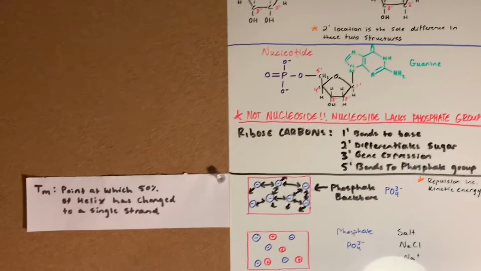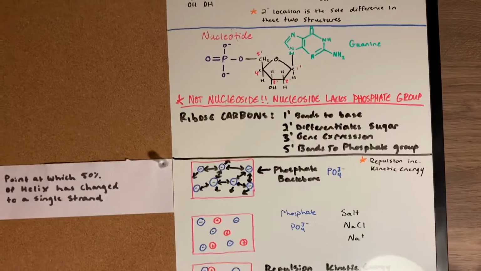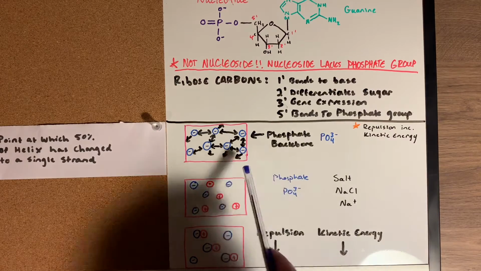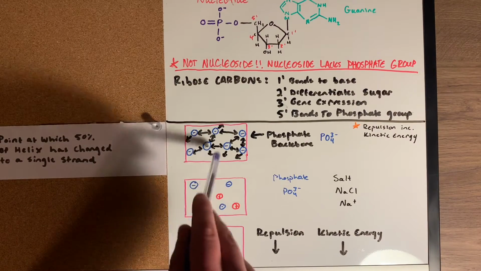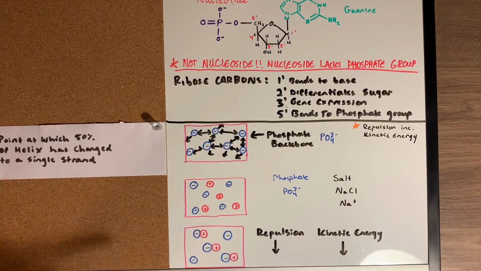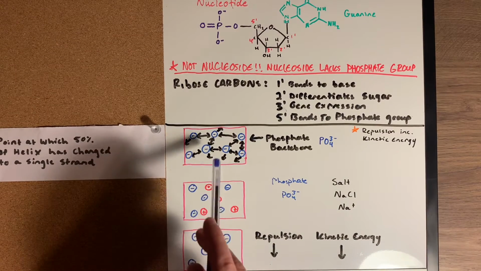The last thing we're going to look at is our temperature of melting, which is the point at which 50% of the double helix has changed to a single strand. Remember when I said before that our phosphate backbone had this formula and it was negatively charged? Well, if we ignore the genetics for a second and look at the chemistry, these negatively charged particles are going to repel each other because they want to get as far away from each other as possible. They're not attracted to each other. They would rather have a positively charged particle.